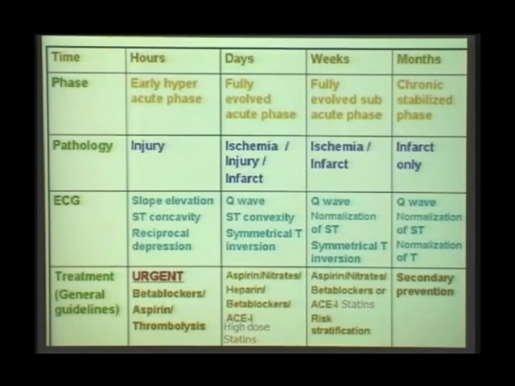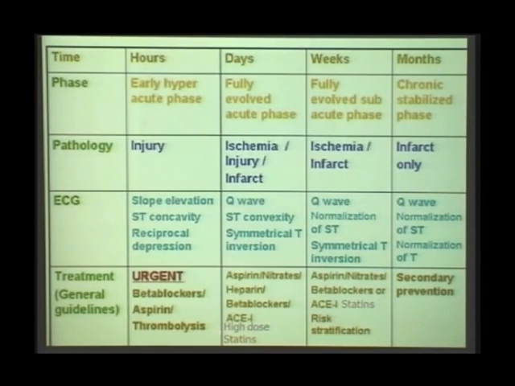So this is a summary slide. We have 4 phases: early hyperacute phase, fully evolved phase, fully evolved subacute phase, and chronic stabilized phase. The pathology in the early hyperacute phase is injury. You have 3 signs: slope elevation, concavity upwards, reciprocal depression; treatment is urgent thrombolysis, aspirin, clopidogrel. In the fully evolved acute phase, the pathology is a central area of infarct, a surrounding area of injury, and a surrounding area of ischemia. Infarct is Q wave, injury is ST elevation, convexity upwards, and ischemia is symmetrical T wave inversion.